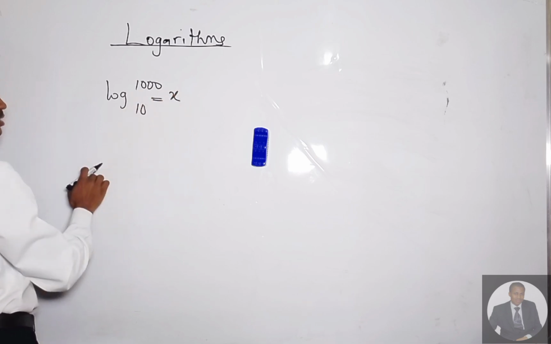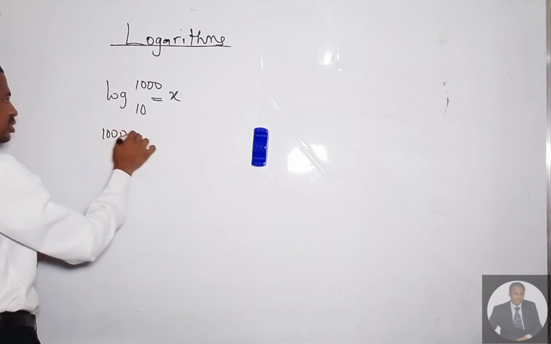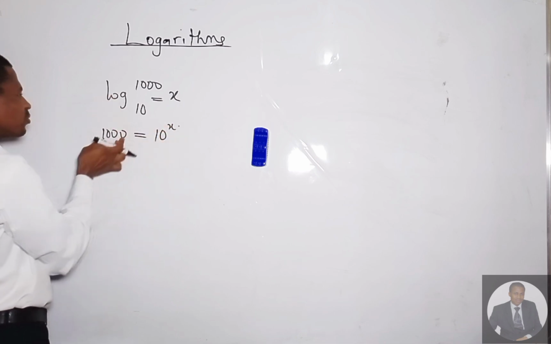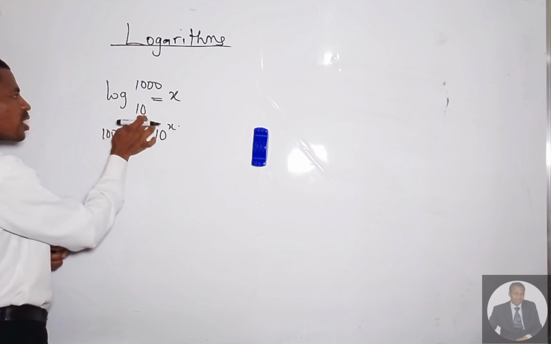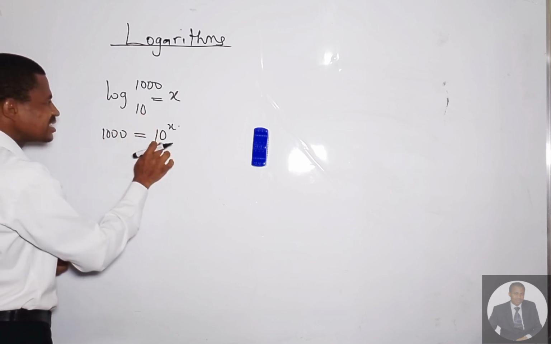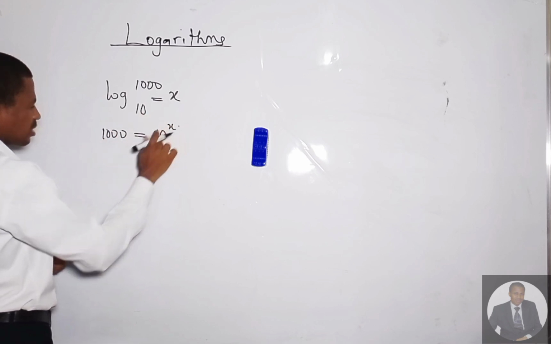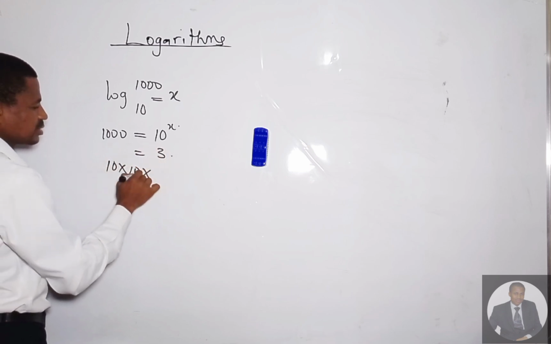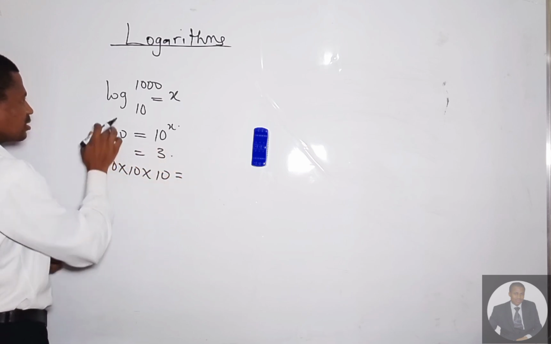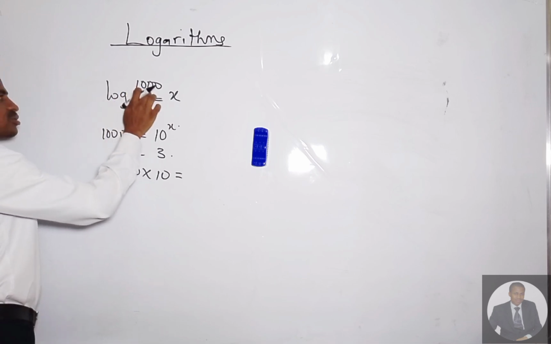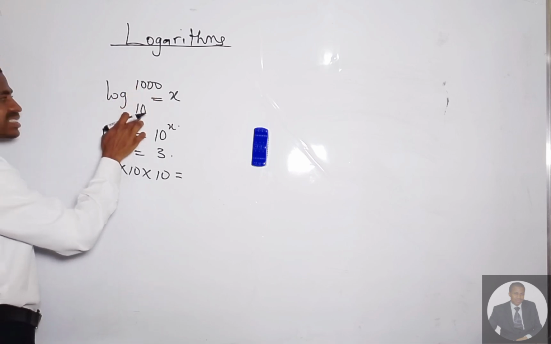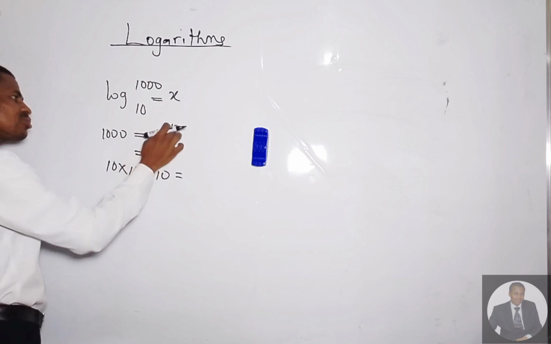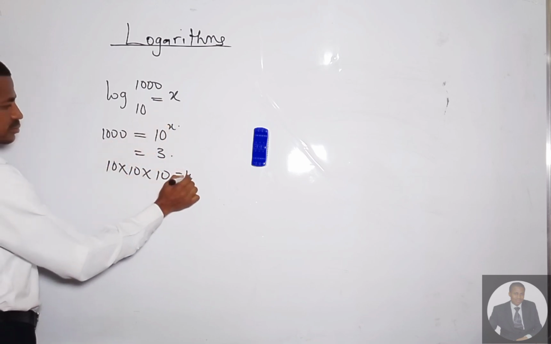So if we have something like this, it means 1000 is equal to 10 raised to power what? The logarithm of 1000 is the power to which 10 is raised to give that number. And what is x? x will be 3. It means x is 3 places. 10 is raised to 3 to give 1000.